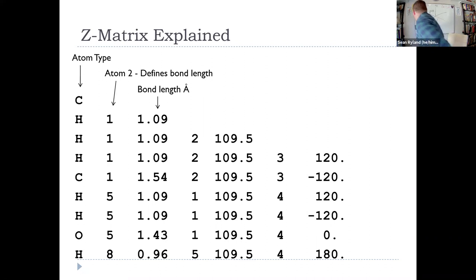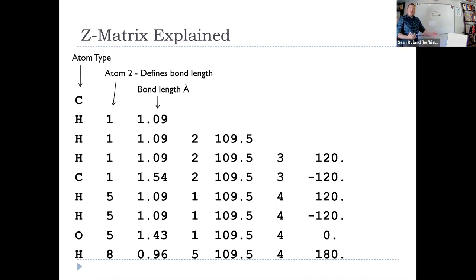So what that tells us, if we were actually filling this in, is that row one, which just said it's a carbon, tells us we've got a carbon right here, just somewhere, call that the middle. Row two says we have a hydrogen. And relative to atom one, the hydrogen is 1.09 angstroms away.